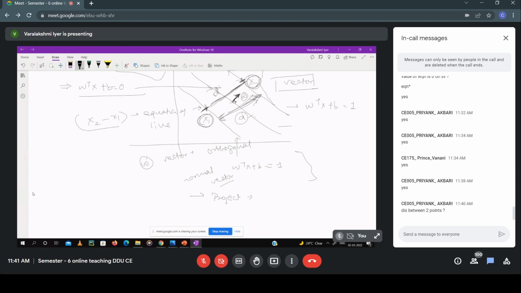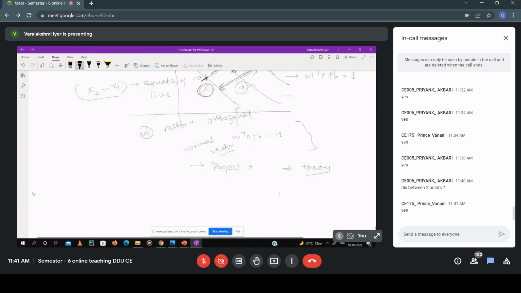And if you know this particular theory that we'll be utilizing, suppose we are trying to project a particular vector on another vector. Suppose there are two vectors A and B. This is vector A and this is vector B. And suppose we try to project the vector A on vector B. The result will be the dot product between vector A and B.